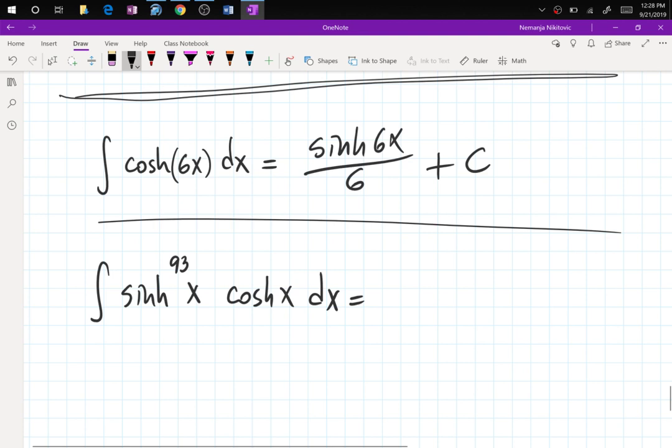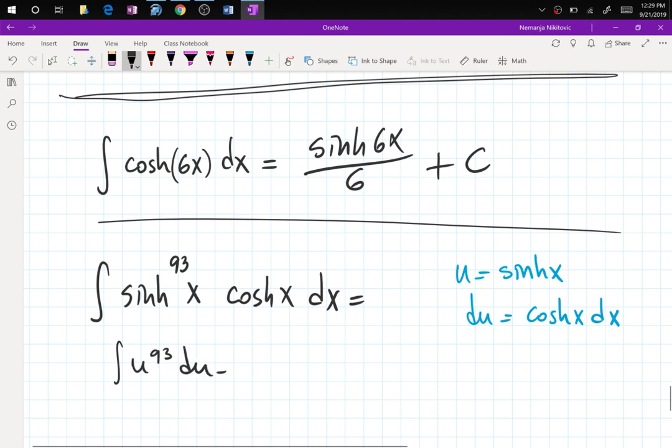What's the trick for this one? U sub. Great. What's u? Sine hyperbolic x. It's identical to what we had before. Cosine hyperbolic x dx. And we say integral of u to the 93 du, which is u to the 94 over 94 plus c. And then I don't care about u, I care about the x. Sine hyperbolic 94 x plus c.